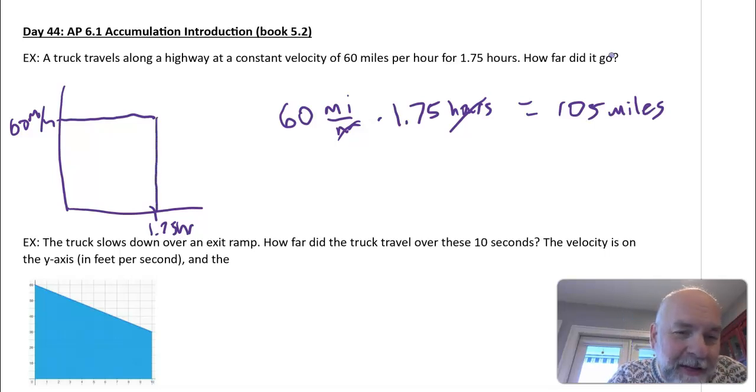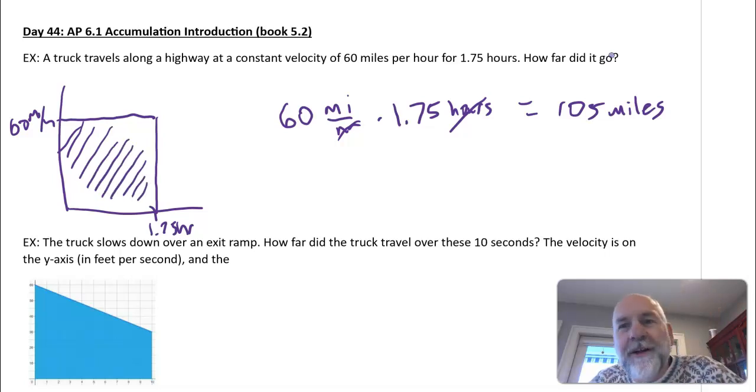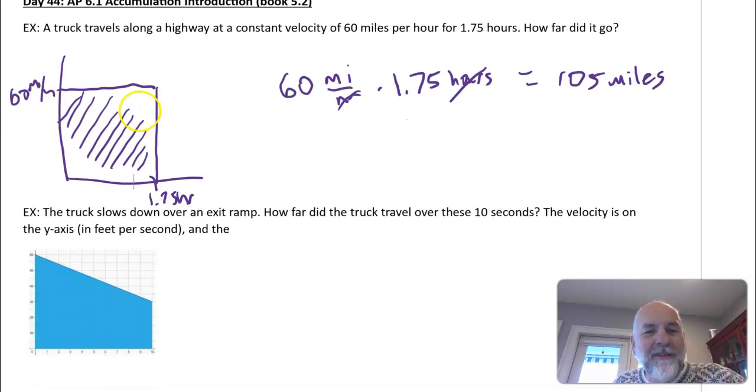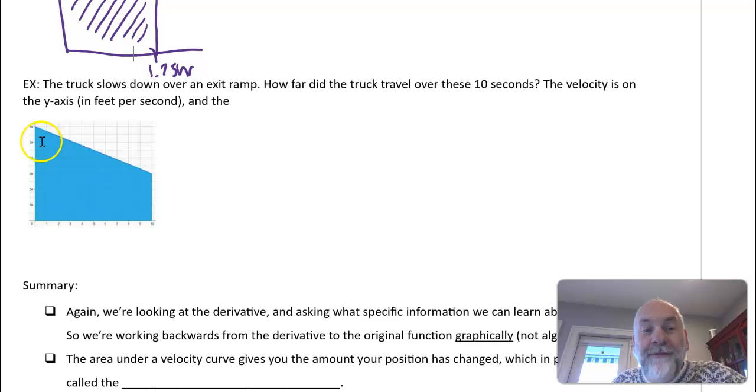Graphically, if you think about it, that's just the area that's under the velocity curve. So this is a graph of velocity, and on the graph of velocity, it's showing us how far the truck has traveled based on the area that's underneath this curve. The cool thing is that it doesn't have to be a straight line to do this. It also could be a variable velocity.